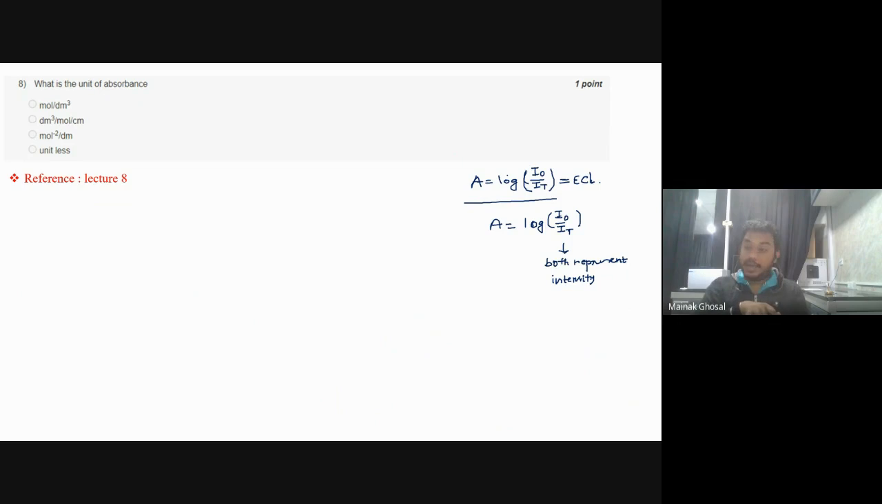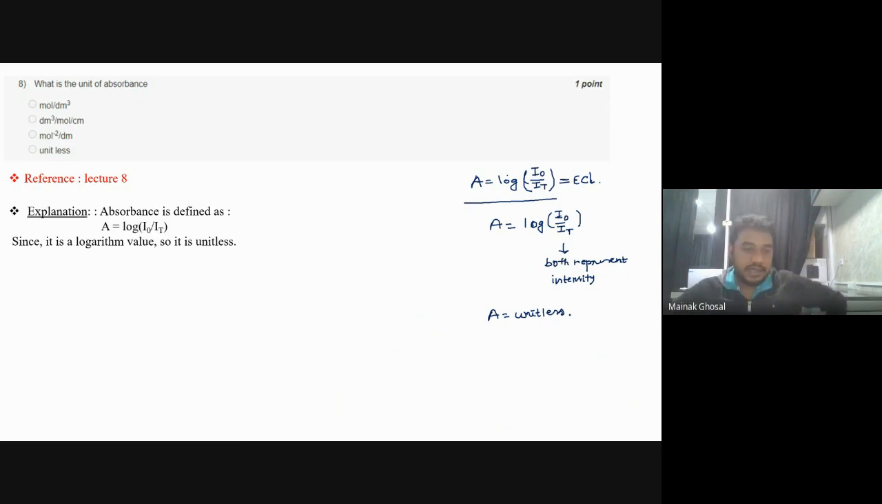log, right? To calculate this absorbance, you have to take the ratio of two intensities, that is the intensity of the incident radiation and the intensity after coming out of the sample chamber. Since it is a ratio of two intensities, the units are the same, so they cancel out. And if you take the log, then A will be a unitless number. So the final answer is that absorbance is unitless. Got it?